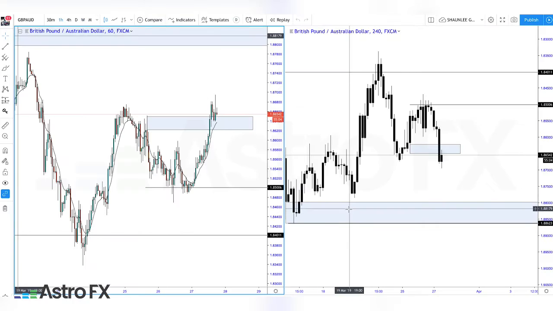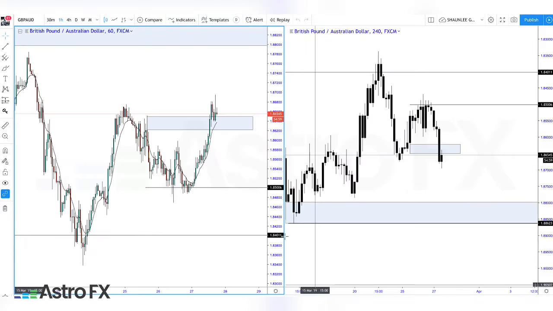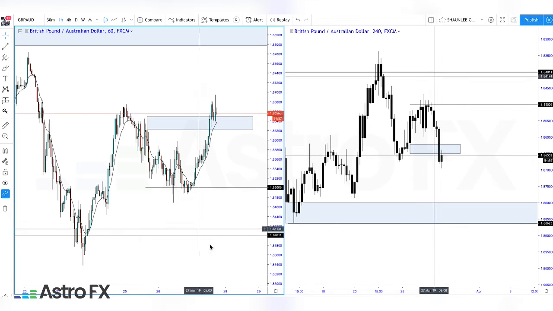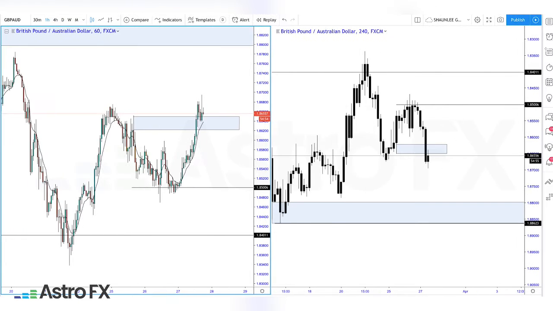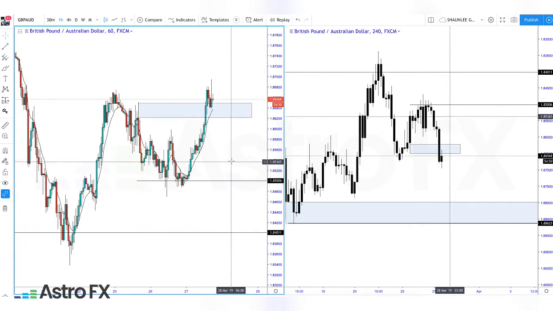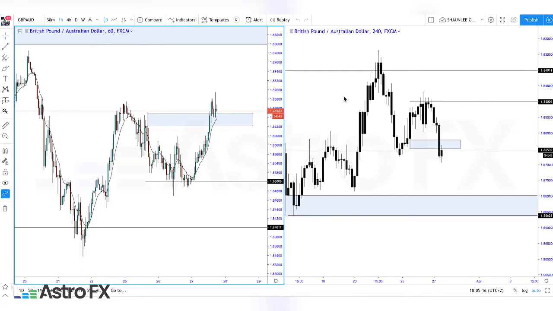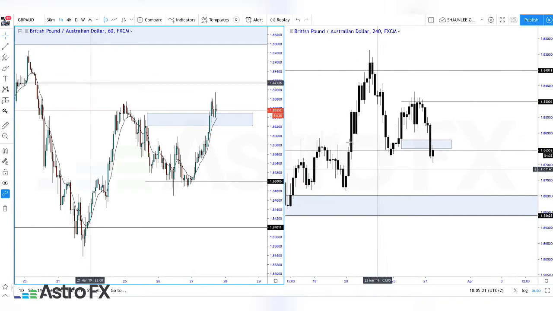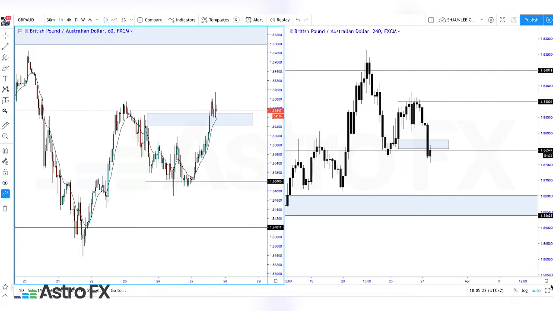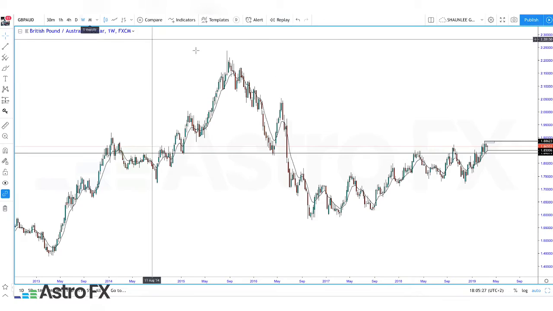If I look at another weekly example, start with GBP AUD. Whoops, wrong button. Okay, for some reason, it's not allowing me to, 1 second. Now, there we go. It wasn't allowing me to expand that chart. Okay, so chart expansion. Let's have a look at GBP AUD on the weekly.